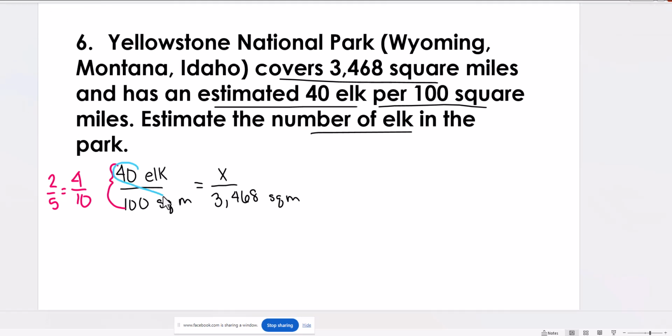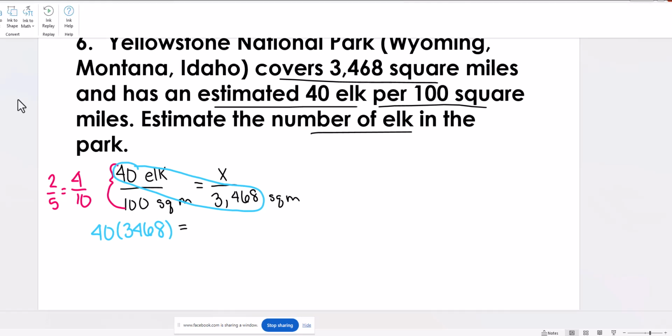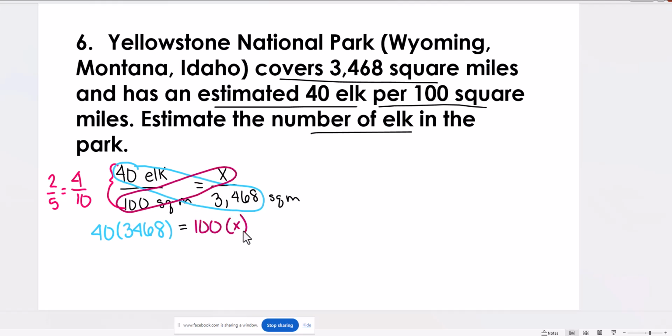We're going to have 40 times 3,468. And that's going to equal, and now I'm going to take 100 times x, and that's this right here, 100 times x.